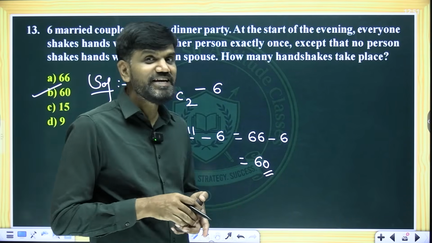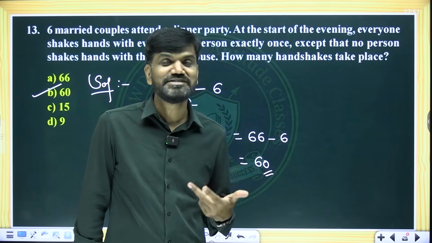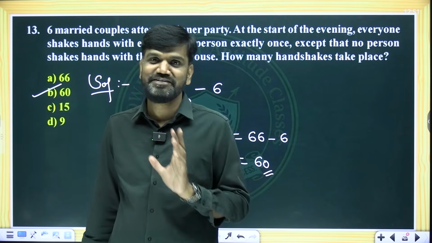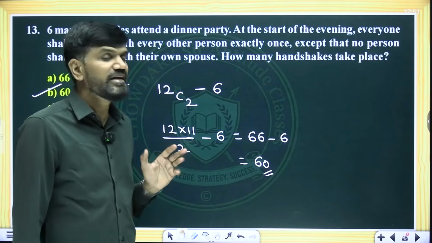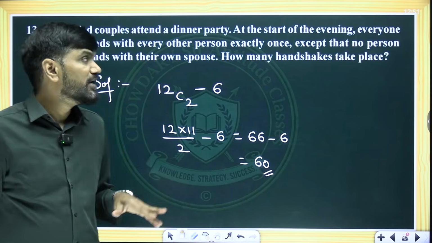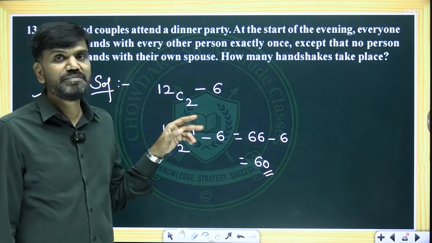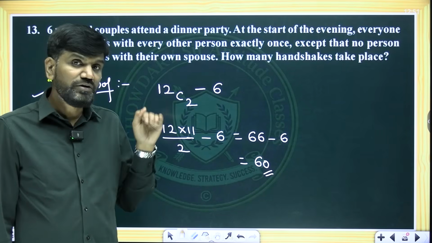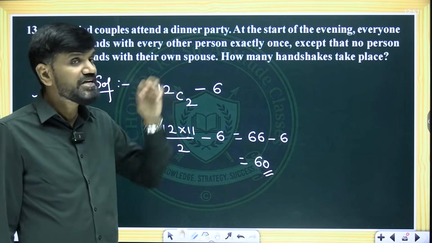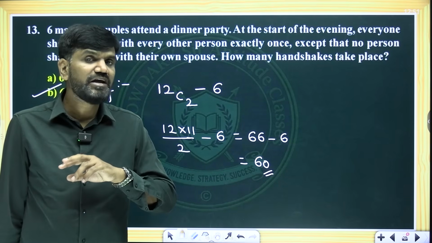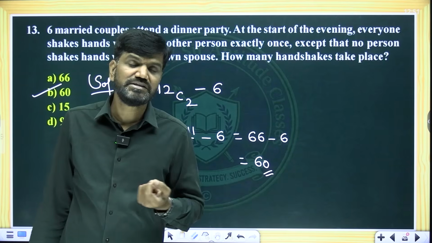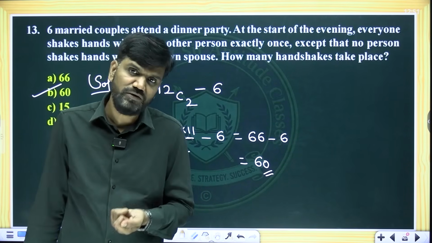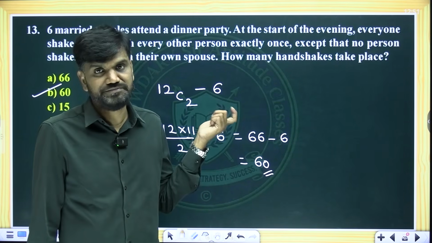Like this, by giving shake hands, they can give you conditions. That's where it will become difficult. So be careful. Don't be in a hurry to just answer it blindly like NC2. Yes, it is NC2. If every person shakes hands with every other person, that is NC2, no doubt. Out of that, they have added a condition saying that no man is shaking hands with his wife. That means there are 6 married couples, so there are 6 such handshakes which should not be counted. That I have removed from this.